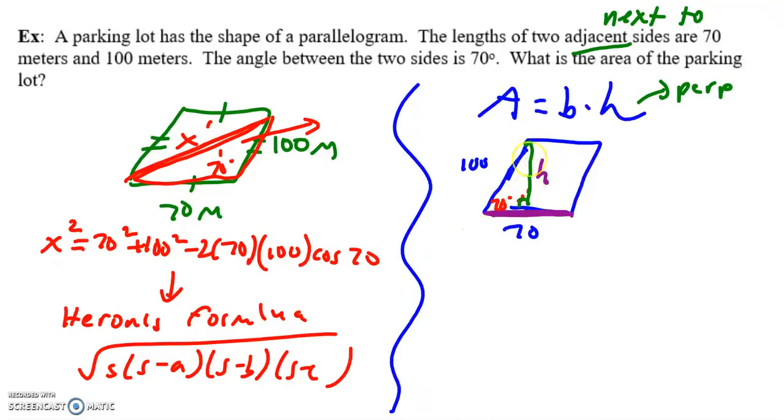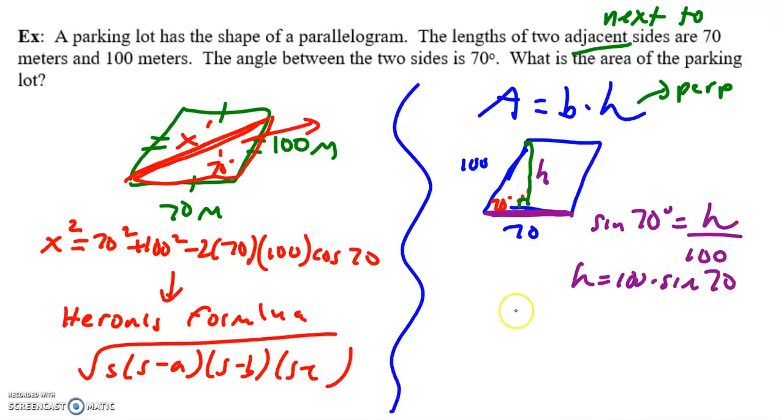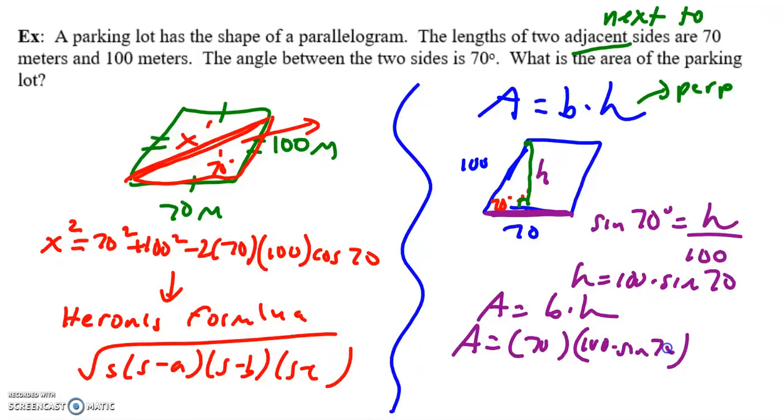Well, if I look at the right triangle here, I have an angle and I have the opposite side and the hypotenuse. So I think we've actually seen this a couple times before. Let's use right triangle trig. Sine of 70 degrees equals the opposite, the height, over the hypotenuse, 100. So the height is really 100 times the sine of 70. So that means that the area, base times height of my parallelogram, is base 70 times height 100 times the sine of 70 degrees.